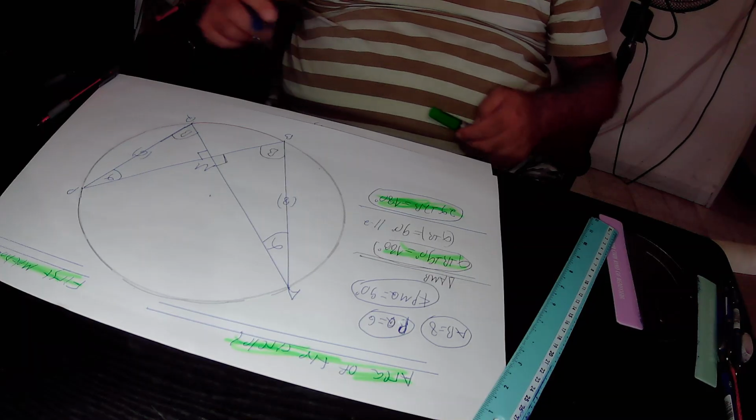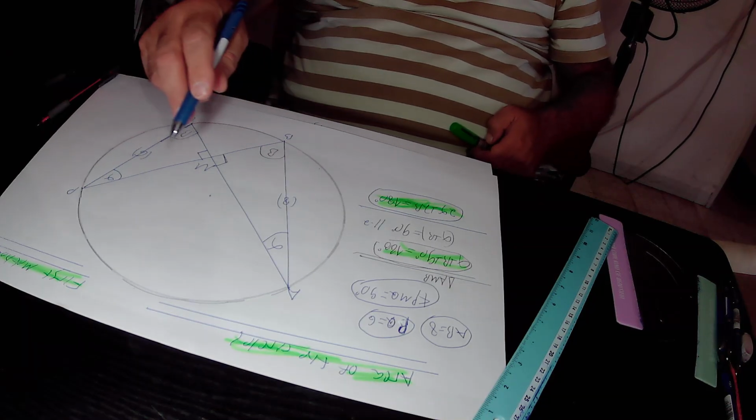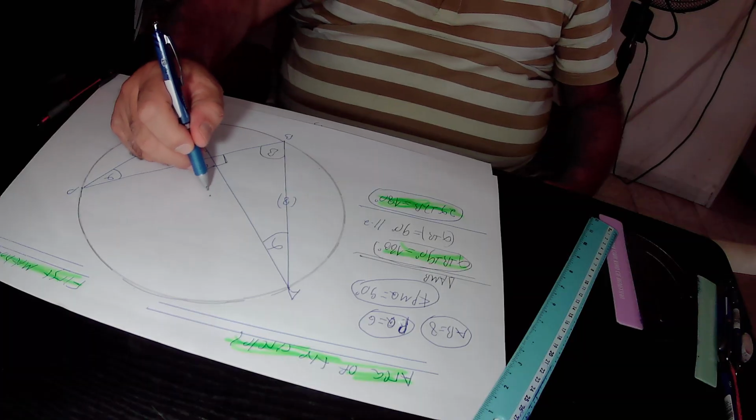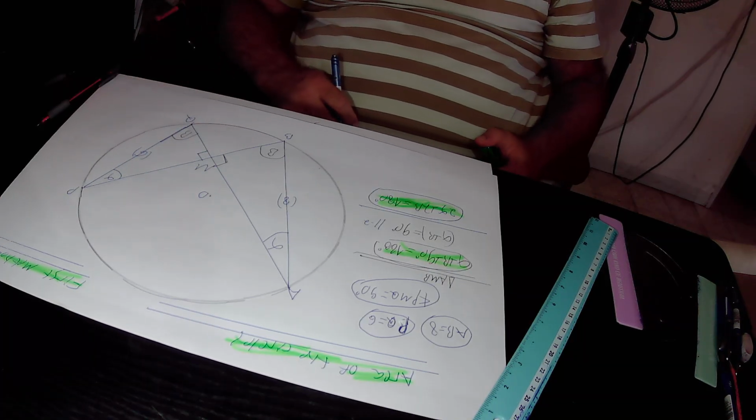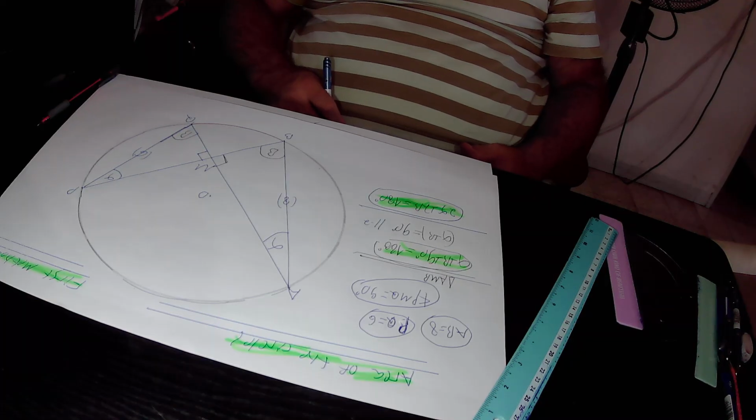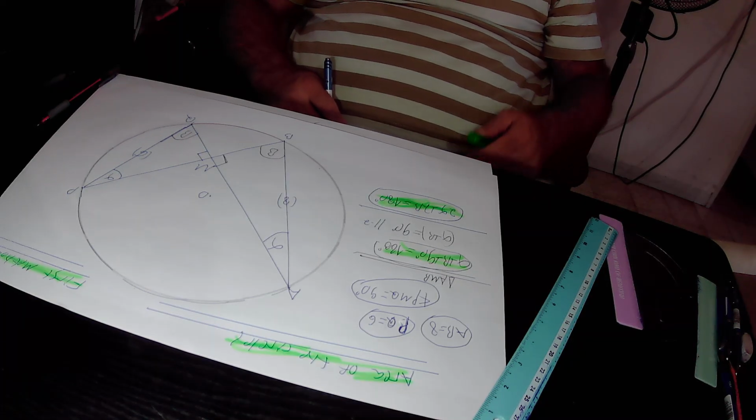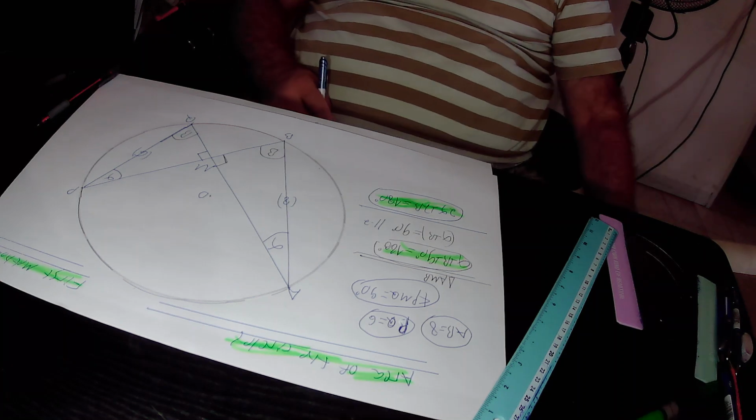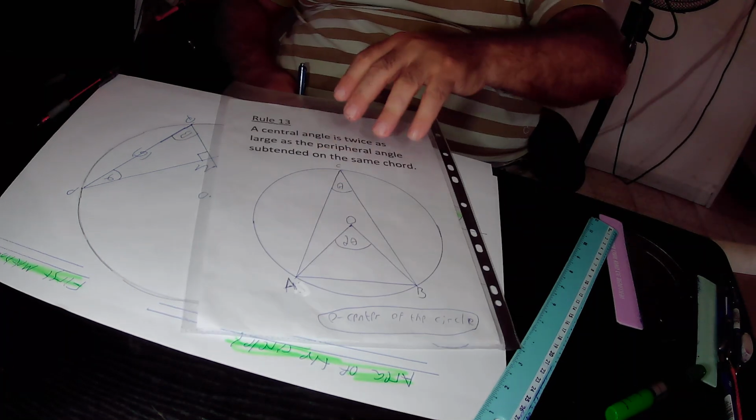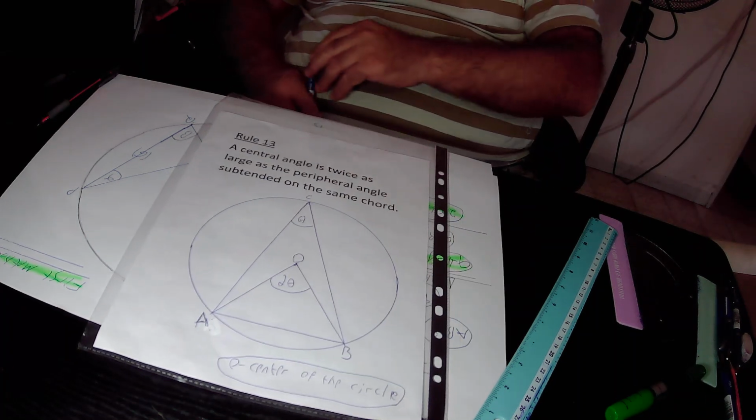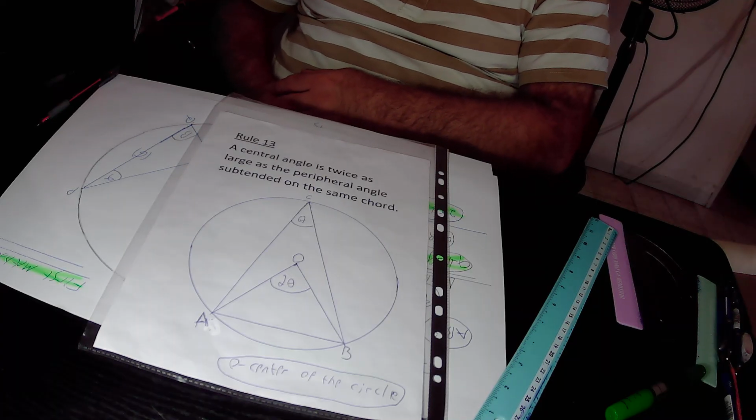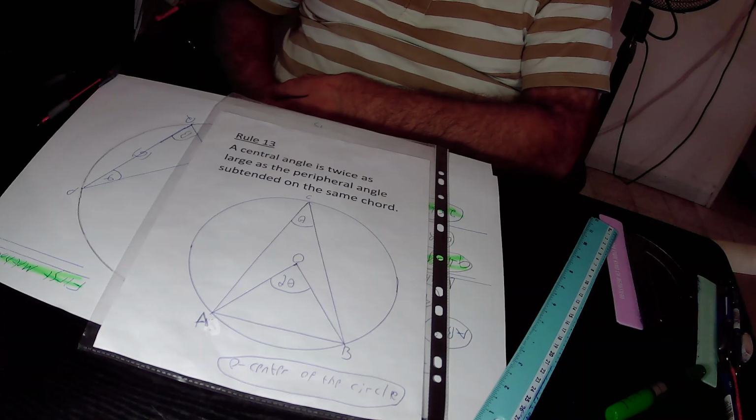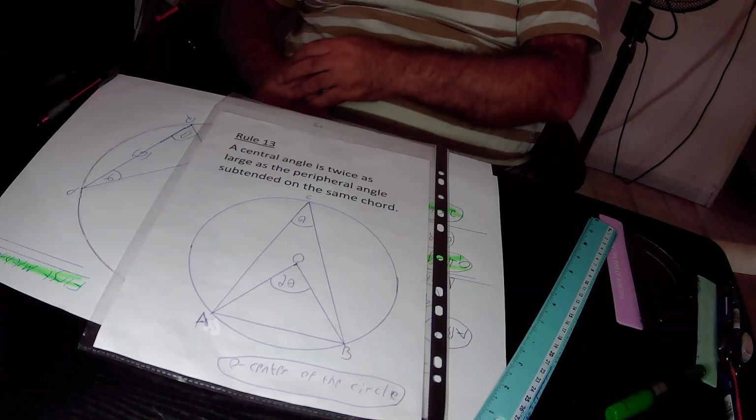We define the center of this circle. This point is point O. In the next step I will present to you Rule 13, and we will implement Rule 13 in our drawing. According to Rule 13, a central angle is twice as large as the peripheral angle subtended on the same chord.